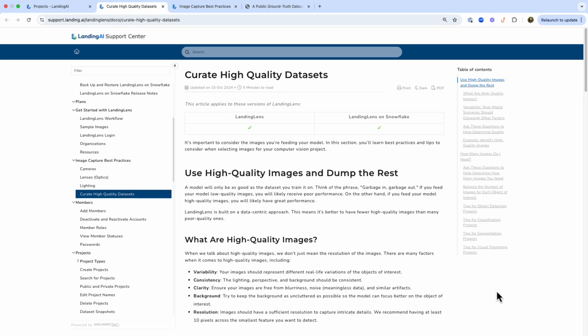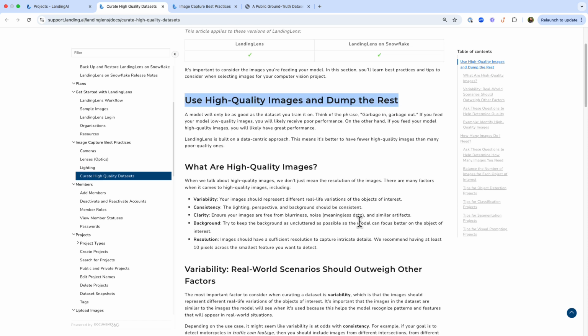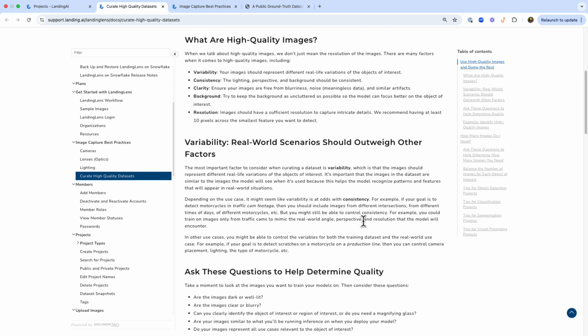All of the advice I'm going to share is well summarized in our support center. These are really the takeaway messages. Use high-quality images and dump the rest. There's a bunch of information here about what makes a high-quality image, but fundamentally focus on real-world scenarios. If the image represents a legitimate real-world scenario, it belongs in the dataset, especially if it offers variation. If it's an extreme edge case or a poorly captured image, it does not belong in the dataset.